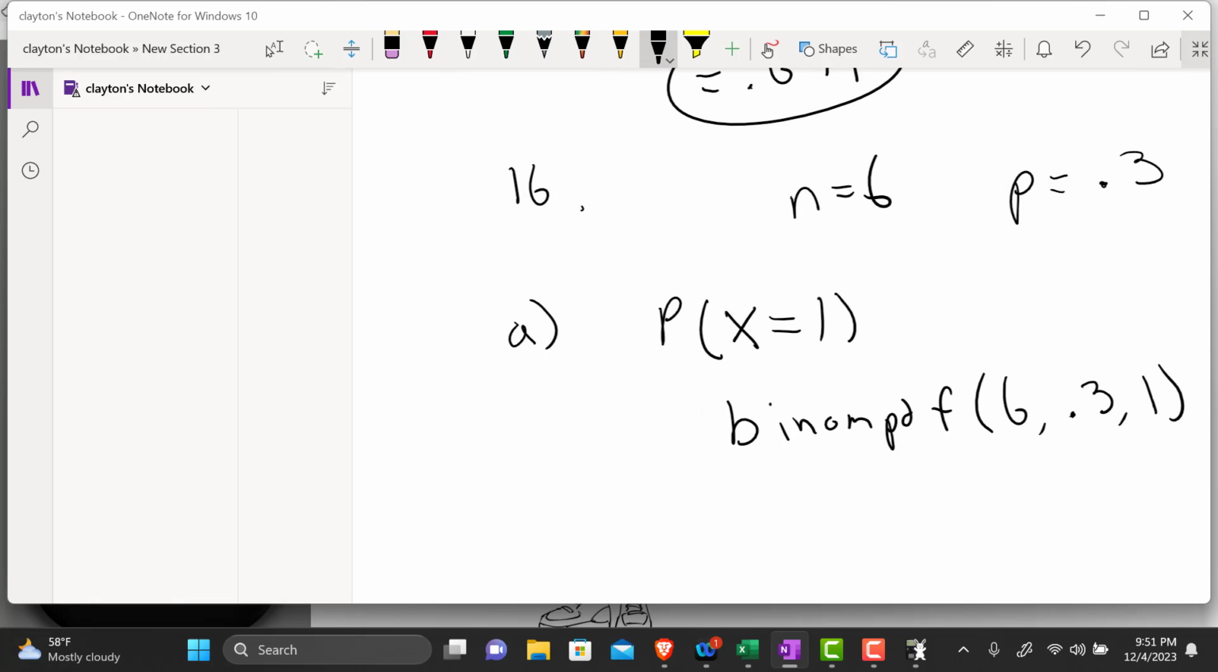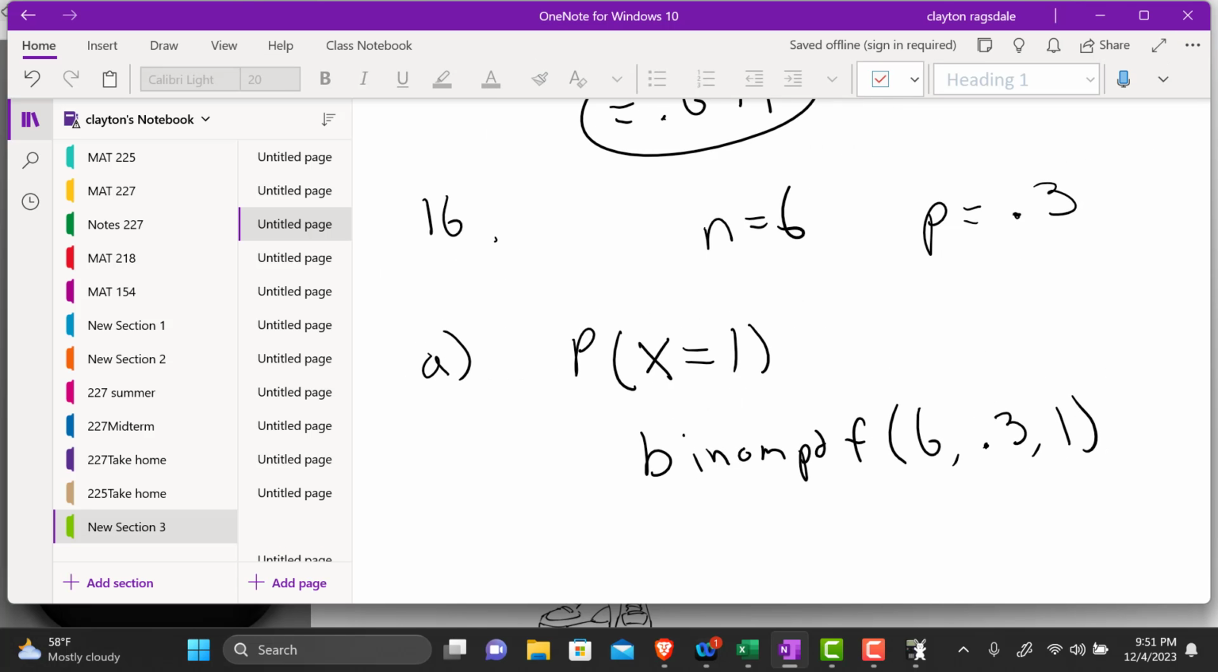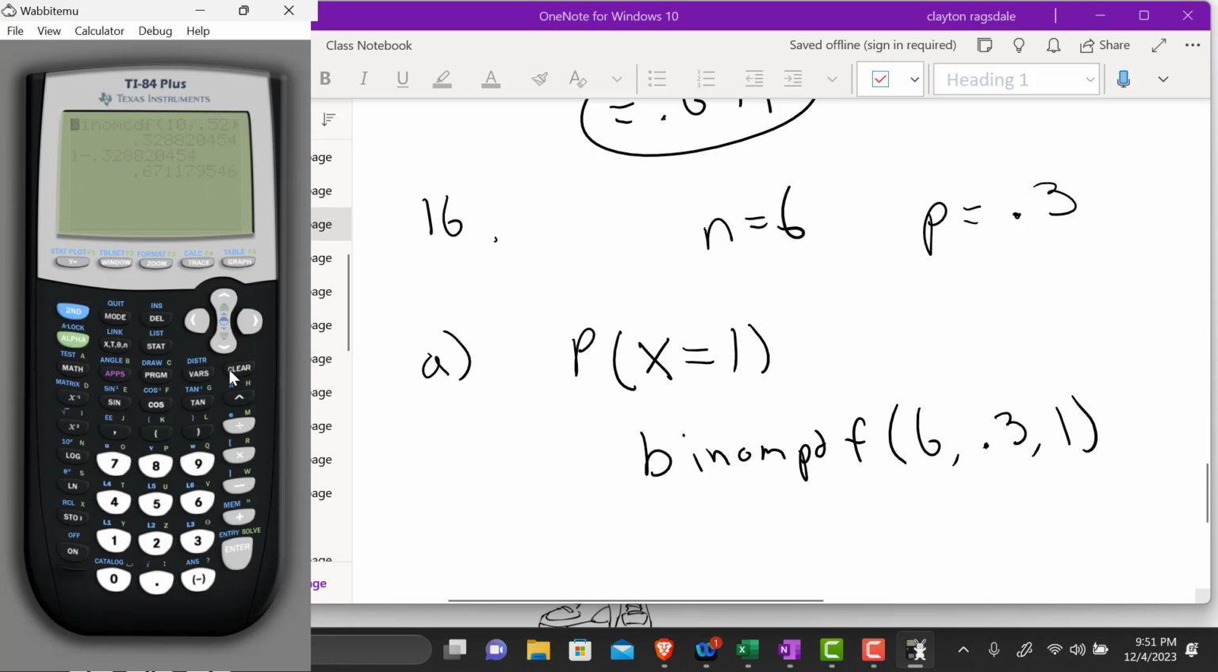And so let's go ahead and go back. We're going to look over at our calculator again, if we can find it. All right, so again, second vars. We'll go down. Doesn't let me click a lot. Almost there. Oh, PDF, right? PDF. Enter. So we have 6. We have 0.3. And we have 1. And we press enter, and we're going to get 0.3025. How many decimals? It says 4 decimals, so 0.3025.